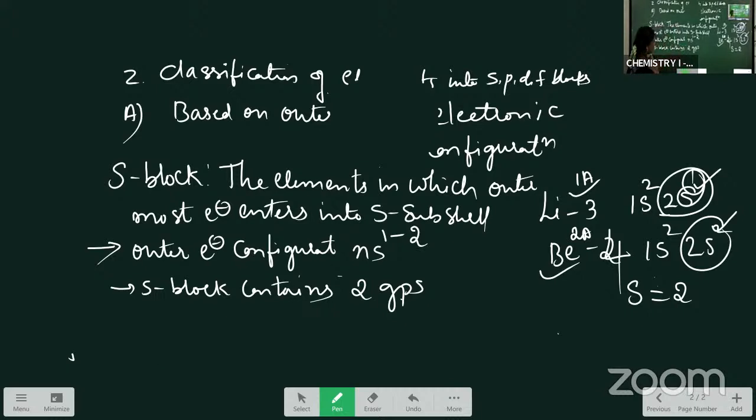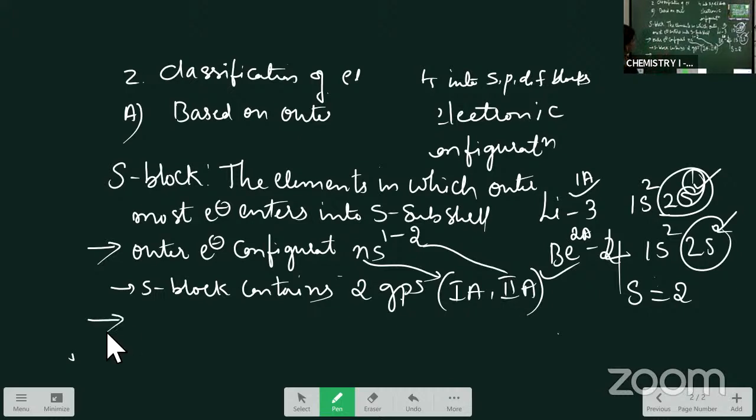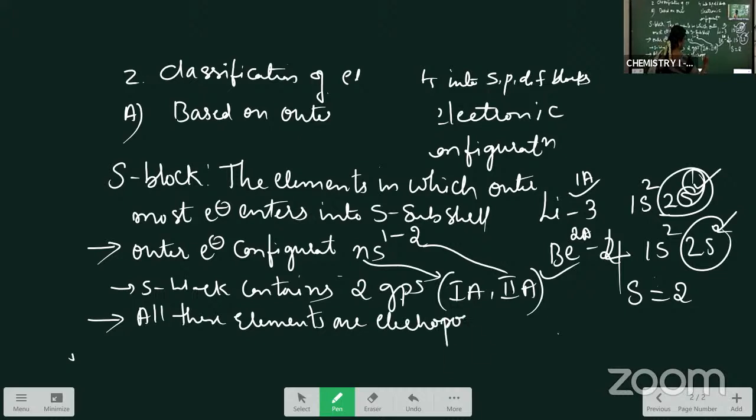Here we have two groups, 1A and 2A. So what is the electronic configuration of 1A? NS1. What is the electronic configuration of 2A? NS2. The next, two groups are present, 1A and 2A. What is the nature of these elements? All these elements are electropositive. These are metallic, or they are metals.